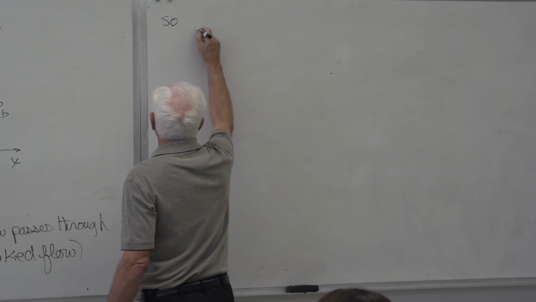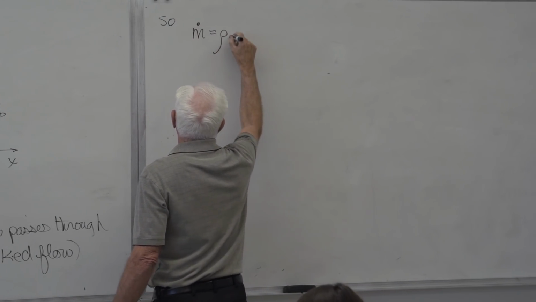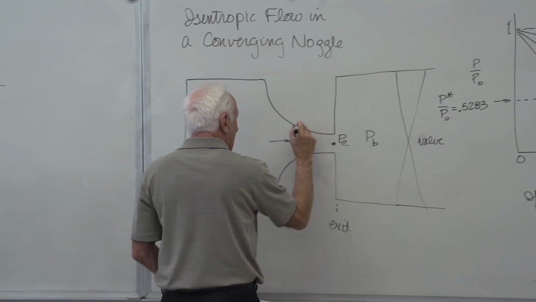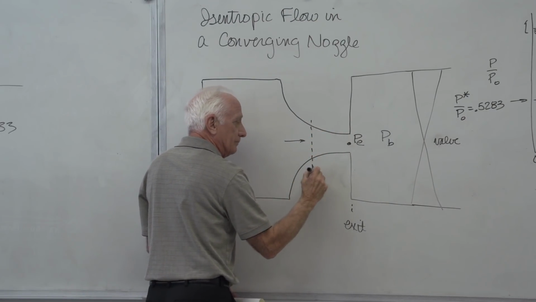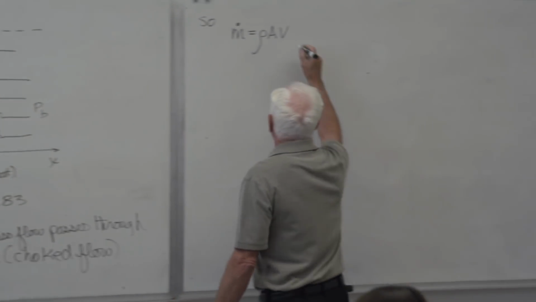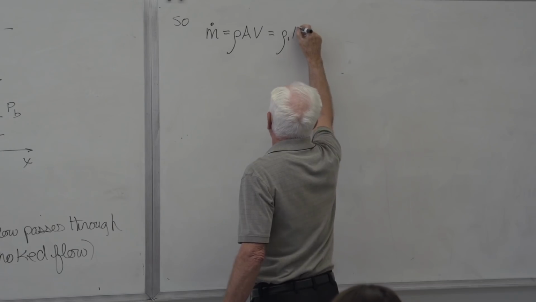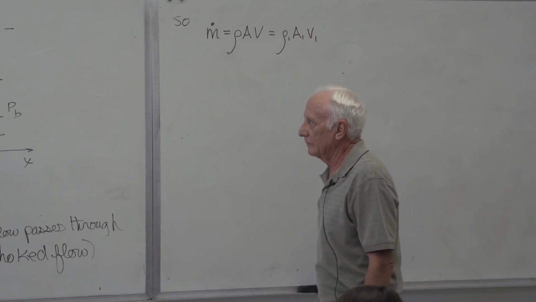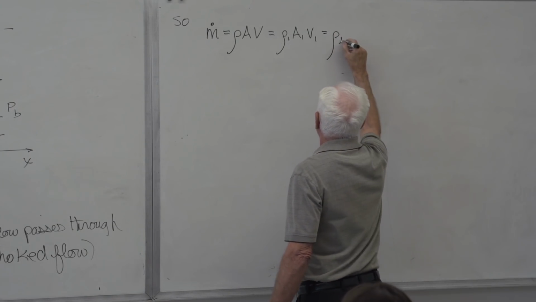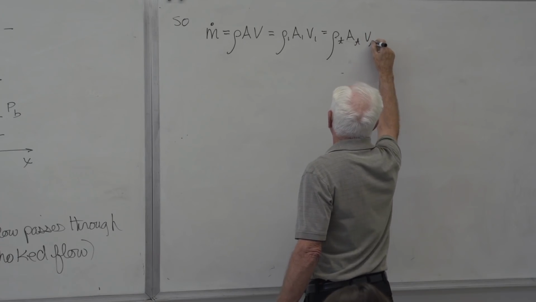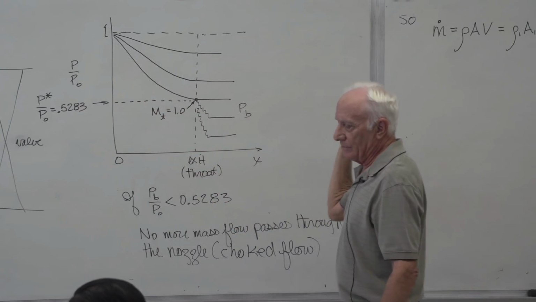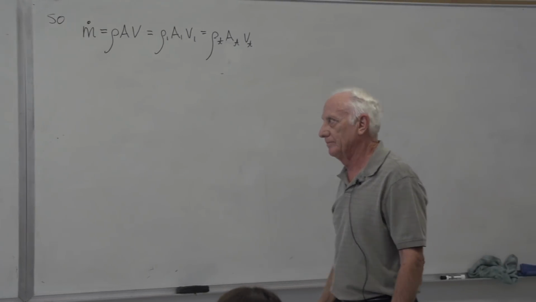So m dot equals rho A V. There's A1. Doesn't matter where you are. The mass flow rate's rho A V. Rho 1, A1, V1. At the throat, rho throat, A throat, V throat. At any position, any x value in that converging nozzle, that's the equation for mass flow rate. I don't care where you are.